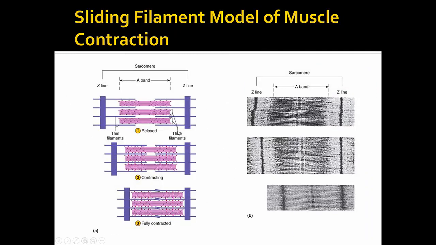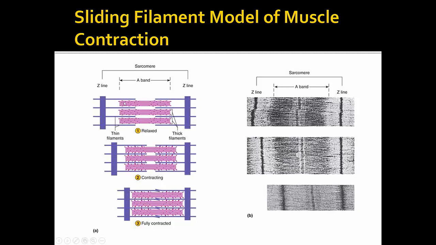So I want to talk about the sliding filament model of muscle contraction. So I just gave you the quick overview, all the chemicals, the calcium, how everything is changing, but what actually happens when the actin and myosin bind? So here's your sarcomere, right? Z line, A band, the M line would be here. And you have the thick myosin filaments and the thin actin, troponin, tropomyosin filaments.